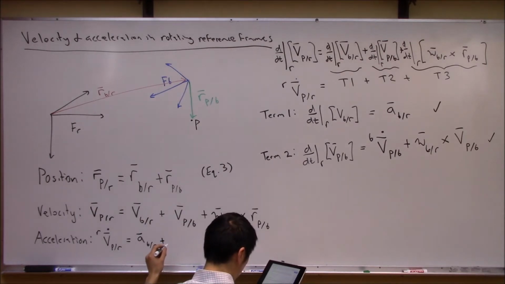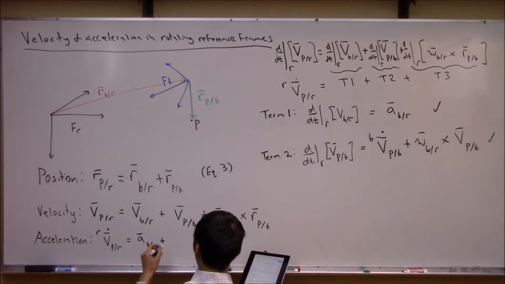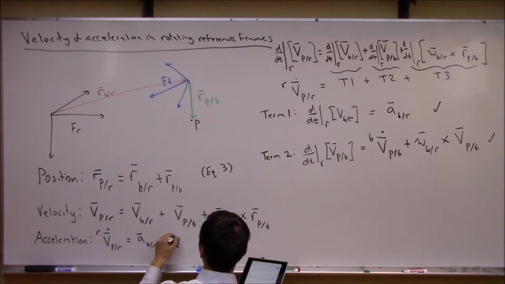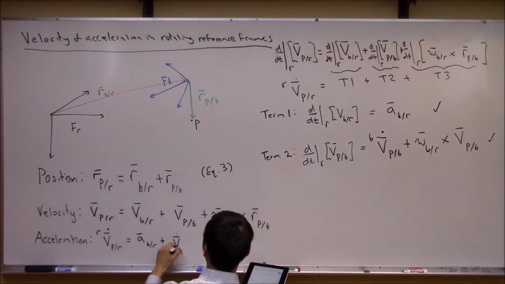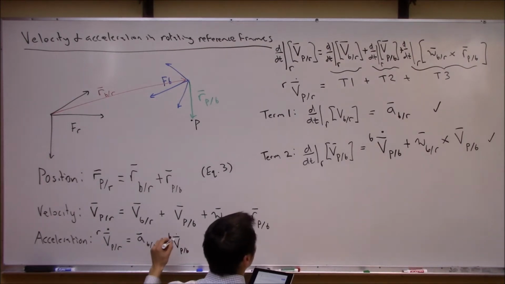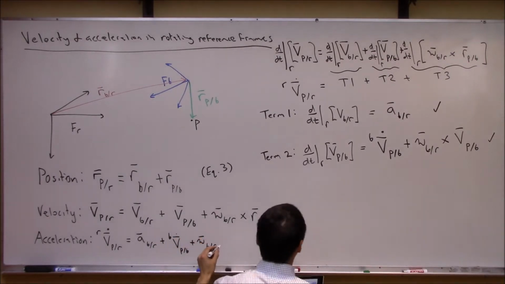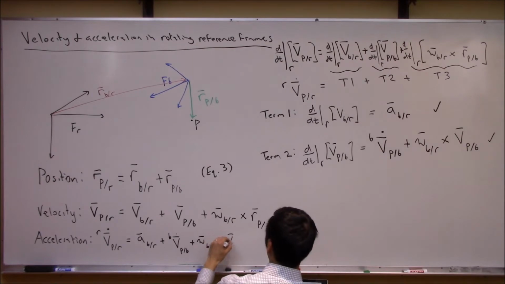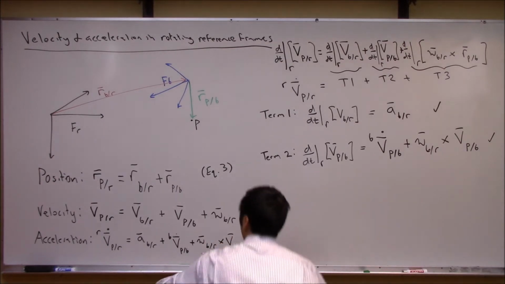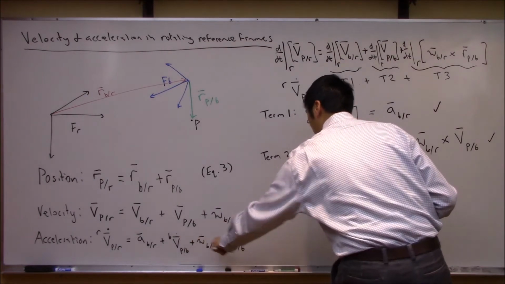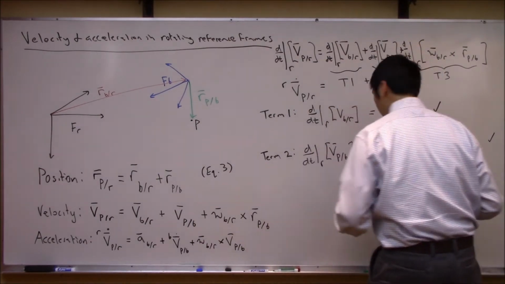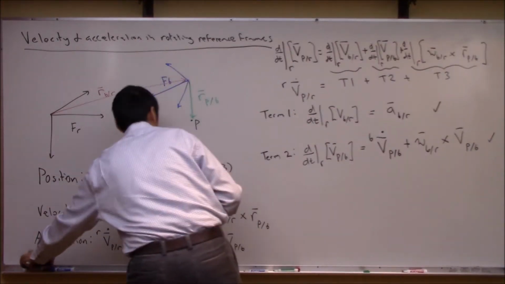Did I actually make any simplifications? No, I don't think I did. Okay, let's write this down: V dot p with respect to b from the b frame, plus omega b with respect to r crossed with VPB. All right, so that's terms 1 and 2 here. Now let's erase the board so we have enough room to work out term 3.